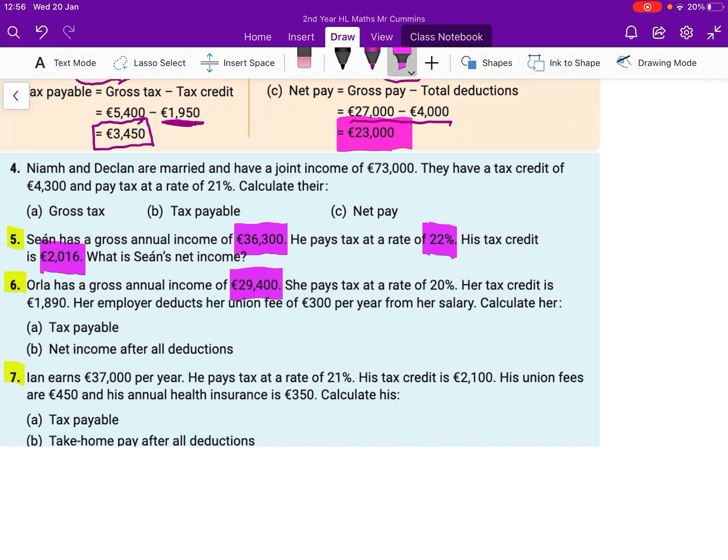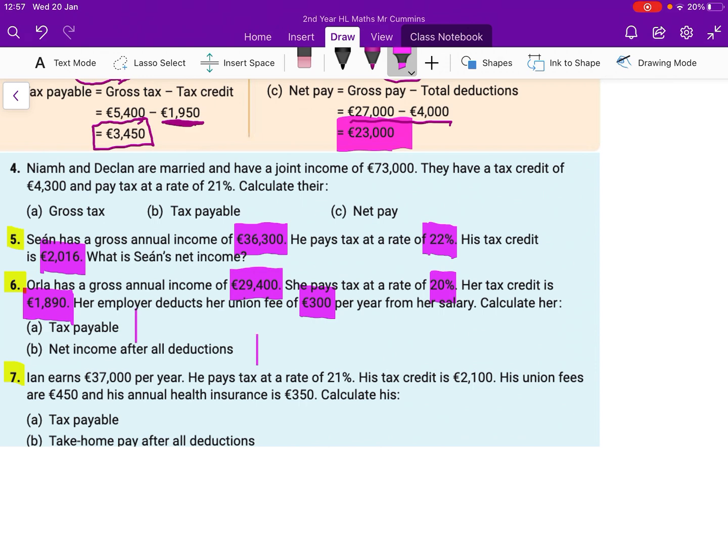Question 6 is a different amount of gross pay. There's the percent you're going to multiply it by. You're going to add back on the 1,890, and there is some non-statutory even in this one. Calculate this and this here.